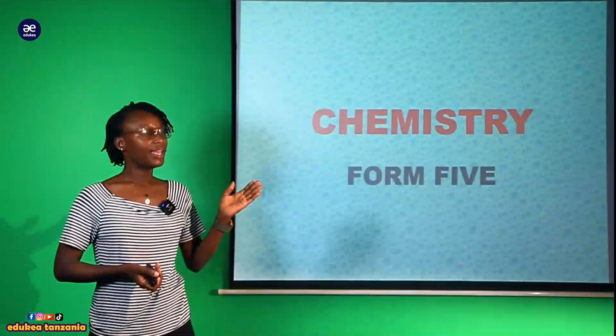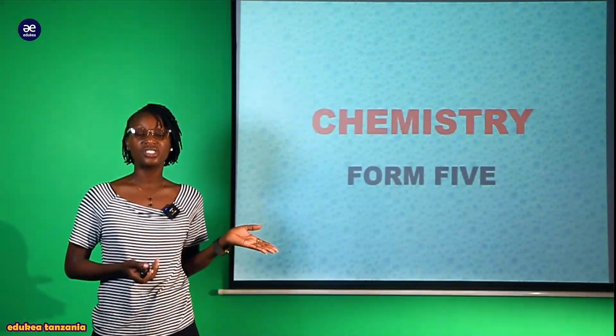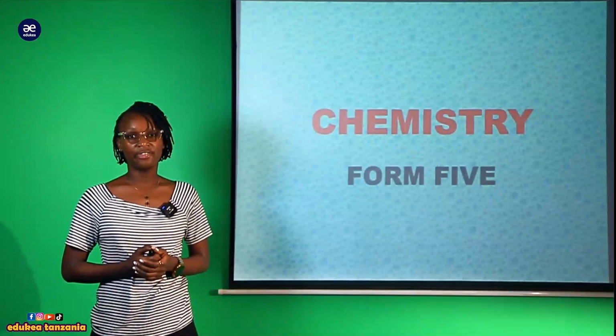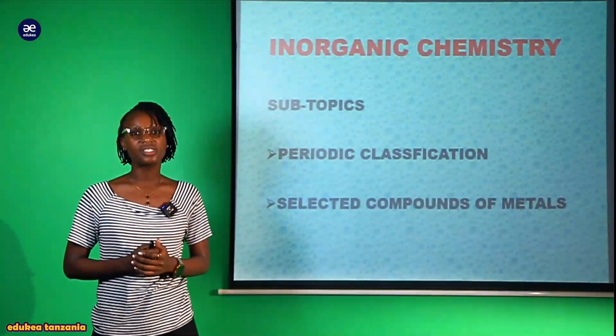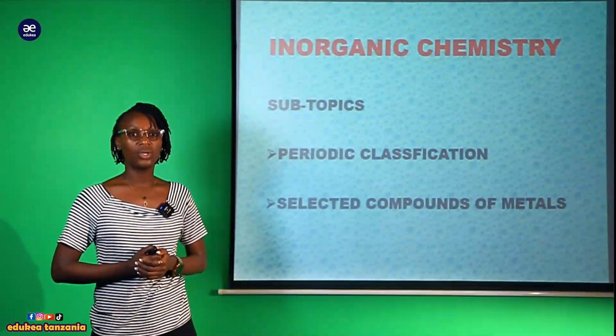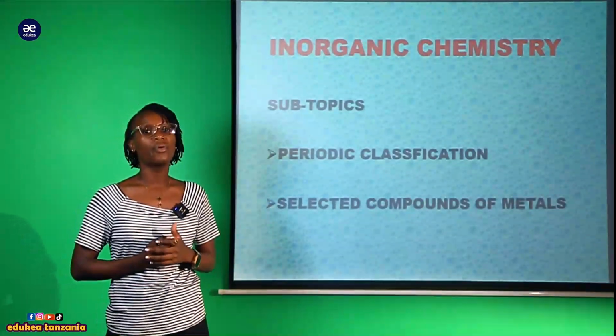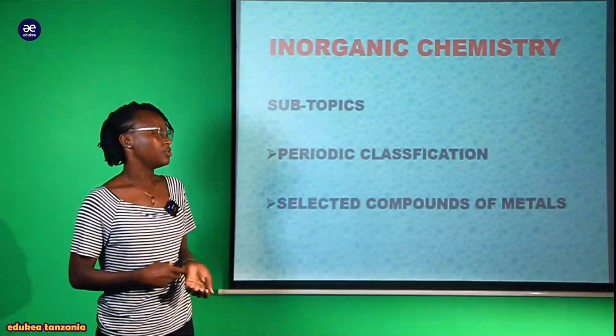My student, here we have our simple and interesting subject, chemistry, and our class level is Form 5. We are proceeding with inorganic chemistry and we are discussing our second subtopic, which is the selected compound of metals. The selected compound of metals.